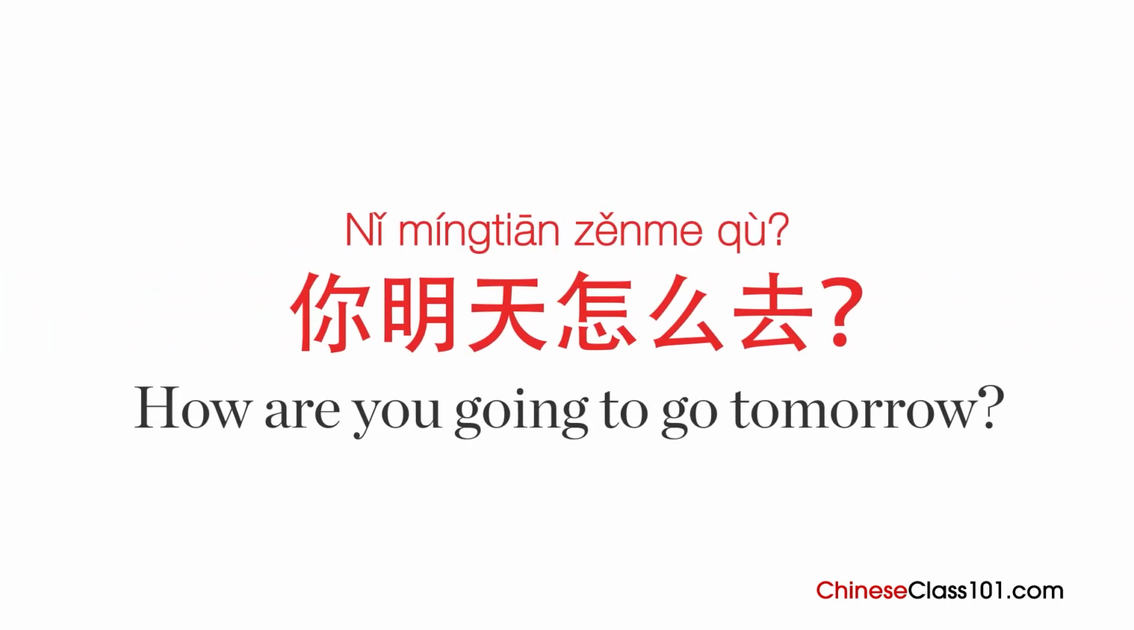If we have a sentence with both a time phrase and a question word, which should go first? Just remember, question words are always stuck with verbs. So in this case, it would be subject, time phrase, question word, then verb. 你明天怎么去? 你 you 明天 tomorrow 怎么 how 去 go. How are you going to go tomorrow?